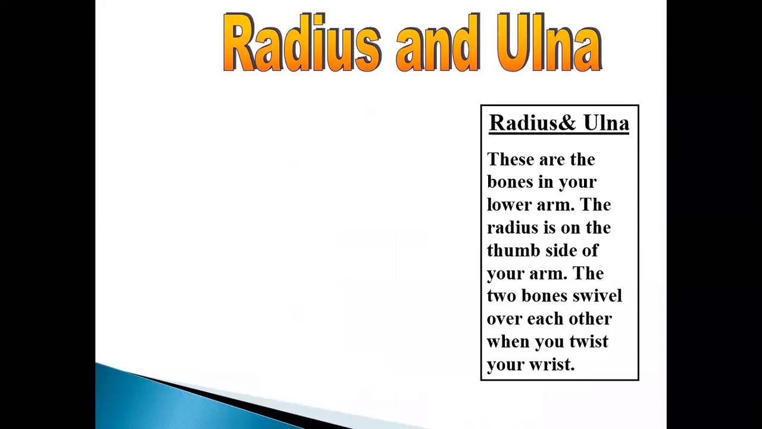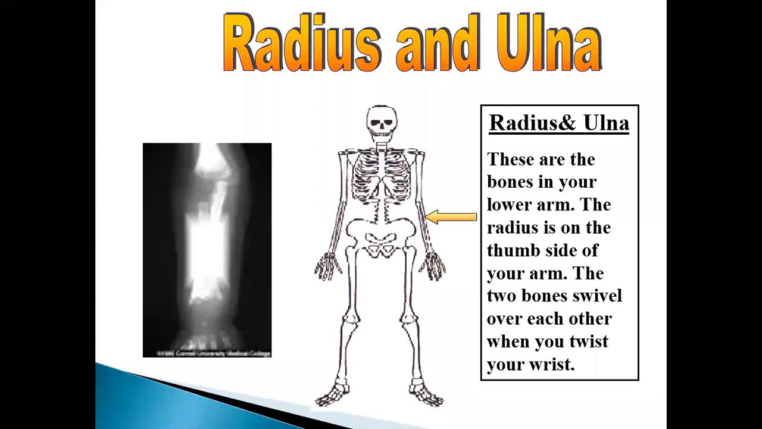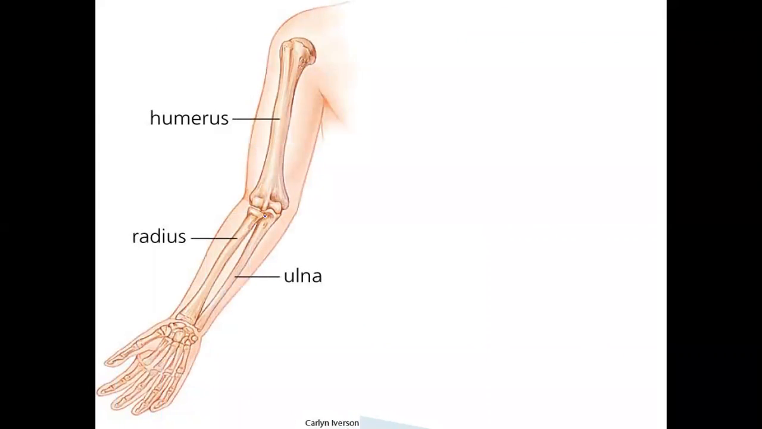Radius and ulna, these are the bones in your lower arm. The radius is on the thumb side of your arm and the two bones cross each other. So they are going to rotate like this. So the big one is called the radius and this one you call the ulna. So look at this. This is radius. The radius, remember, is always toward the thumb side, and this is ulna.